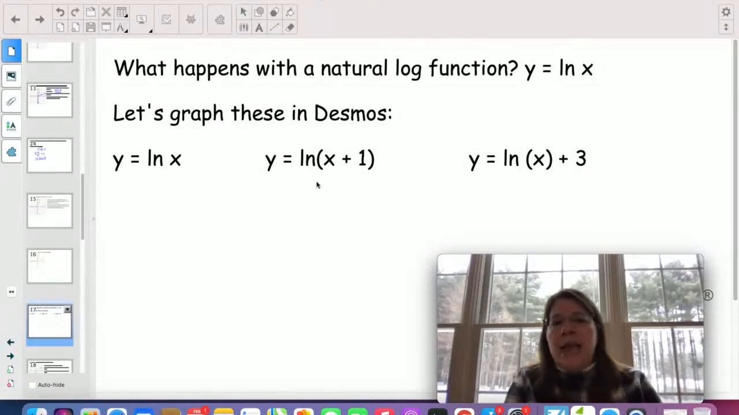What would you expect to happen to the parent function using this function? We've got a plus 1 on the inside. Well, plus 1 on the inside tells me that this parent function will move left 1 unit. This plus 3 on the outside tells me that this parent function is going to move up 3 units.